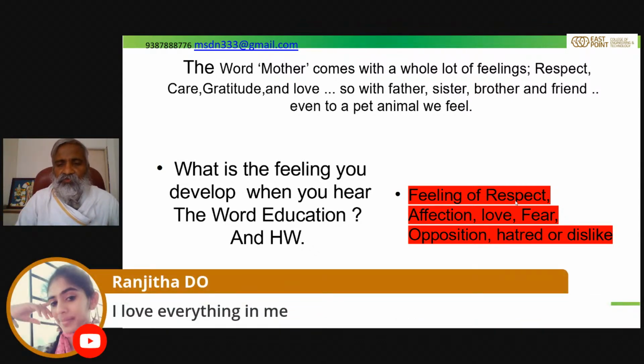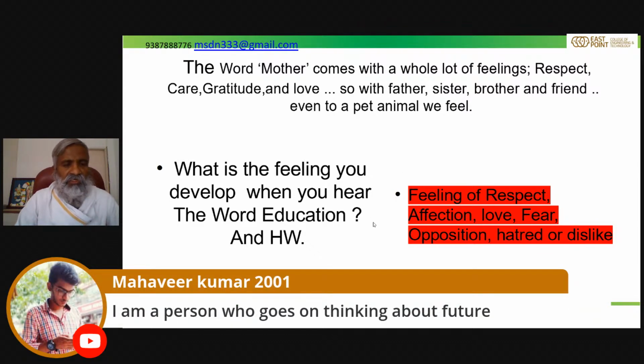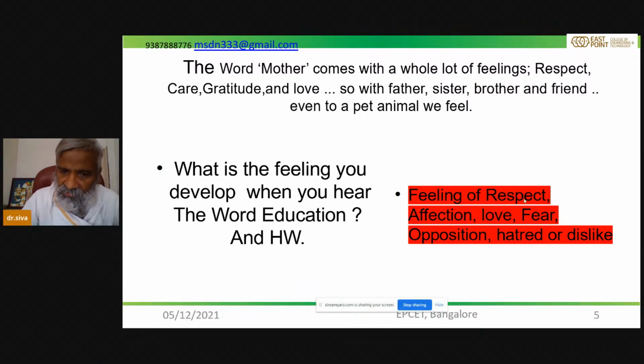You can add whatever other feelings, even strange feelings, you develop in your mind when you hear the word education, internal assessment, homework, classroom, online, and all the things. When you hear it, what is the feeling you nurture in your mind? Is it respect? Is it affection? Is it love? Is it fear? Is it hatred? Is it dislike? Or is it something like opposition or affection? What is the feeling you develop in your mind? Students can now give their response in the chat.